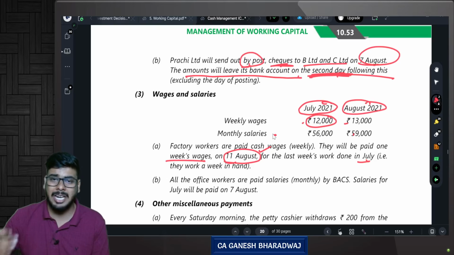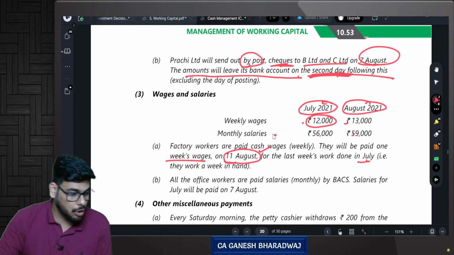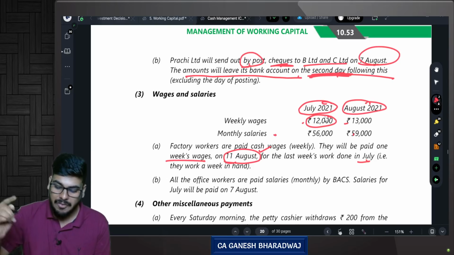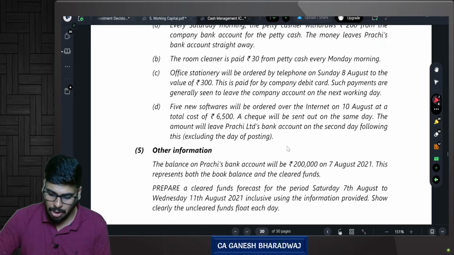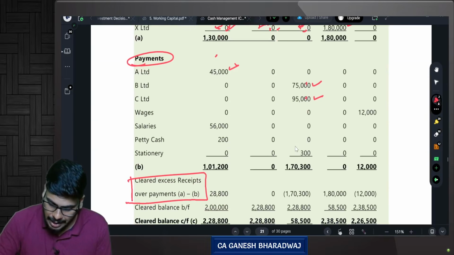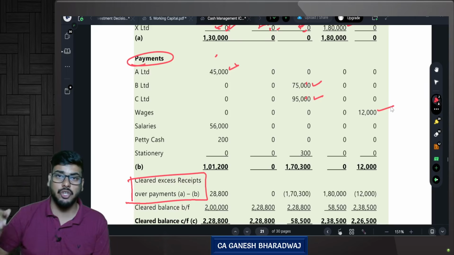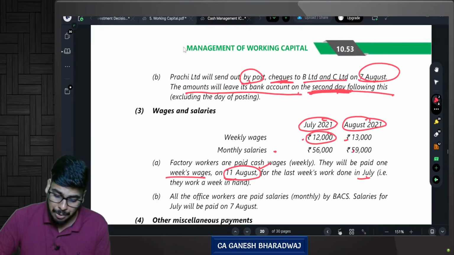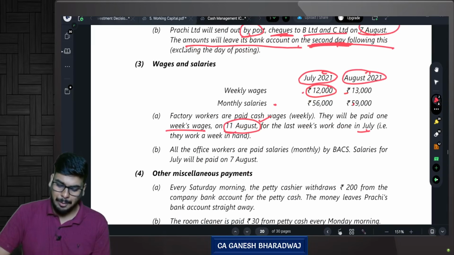It will be paid in cash, so obviously the amount will go out of their funds immediately. So 12,000 rupees will reduce on 11th of August. So just go down and say 12,000 rupees will be reduced on 11th of August. It comes under payment. Are you clear with this? Then what about the next figure?